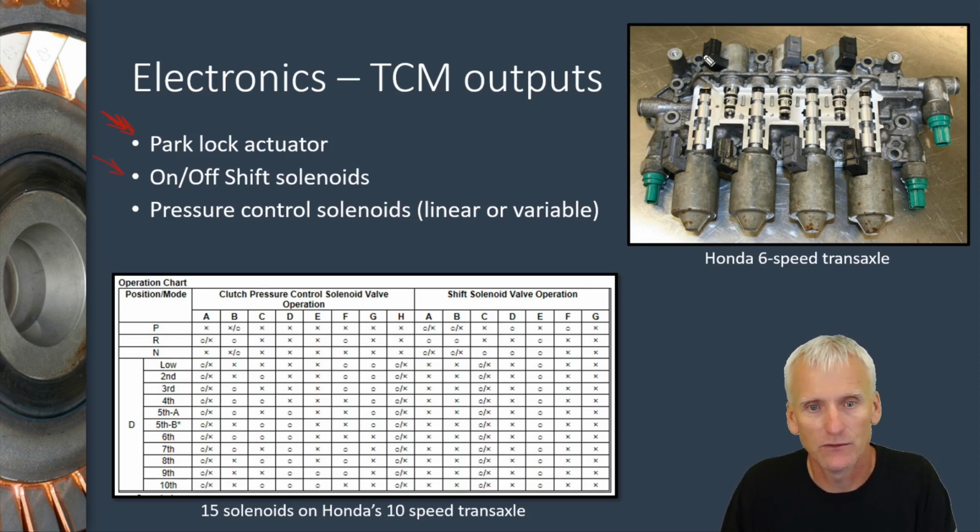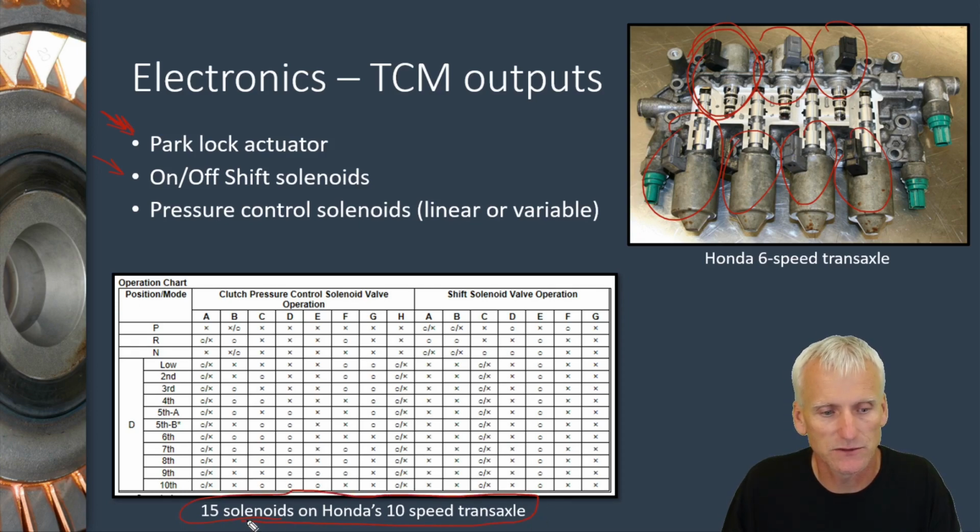Up here on this Honda, these are on-off type shift solenoids, and these are PWM or linear solenoids. Those are the ones that are going to vary pressure. They're variable output, the linear ones. And the on-off type basically just passes fluid or traps fluid, going to shuttle valves. And the solenoid operation is getting pretty heavy. This is a Honda 10-speed. They've got 15 solenoids in that transmission. Getting more and more complex electronically every day.